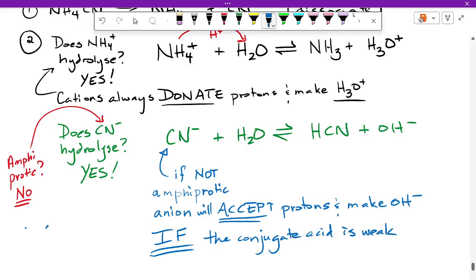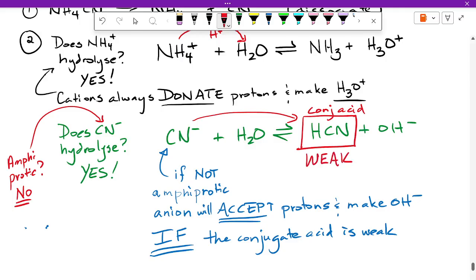That's a lot of words, right? So at some point you want to internalize this. What you do is you check the conjugate acid here and you say, is it strong or is it weak? It is weak. So yes, we will get hydrolysis. The conjugate acid is weak, so yes, we get hydrolysis.